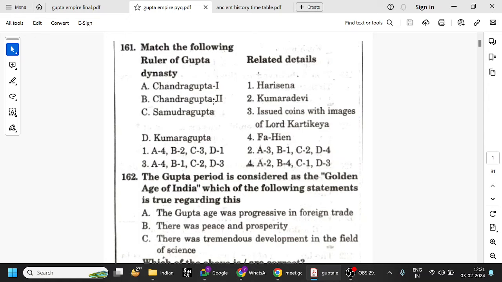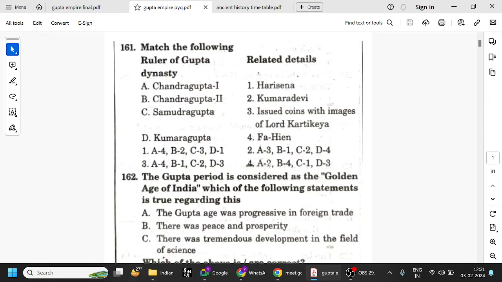Chandragupta 2 is also called Vikramaditya, but here he should coincide with images of Lord Kartikeya. This is Kumaragupta. We've seen Kartikeya is also called Kumaraswamy. So Kumaragupta is Kartikeya. This is fine. Fa-Hien visited during Chandragupta 2. We have seen that. So B4 and D3, fine.